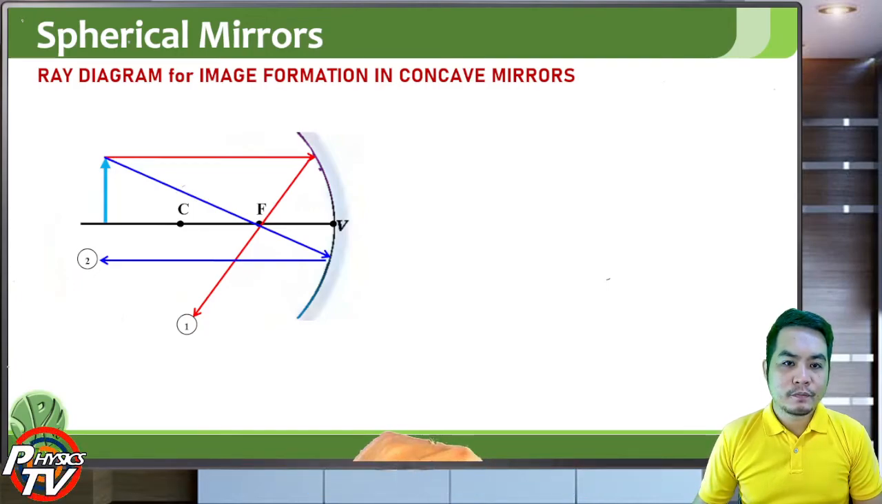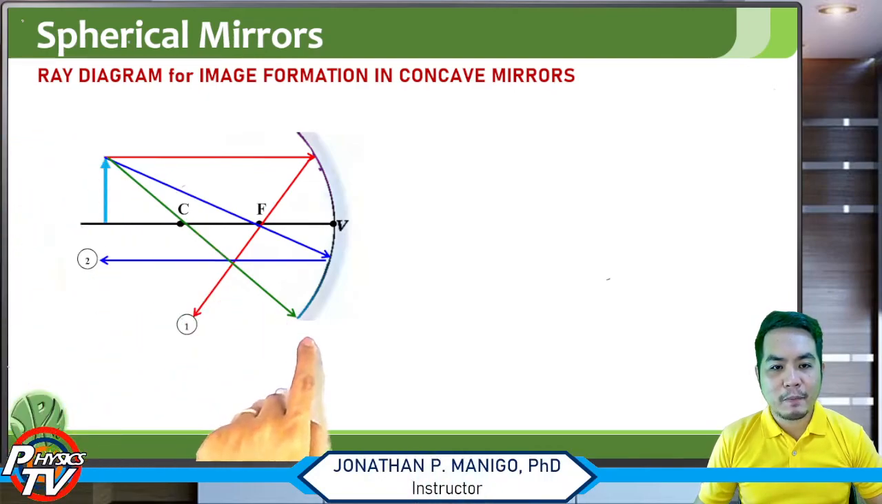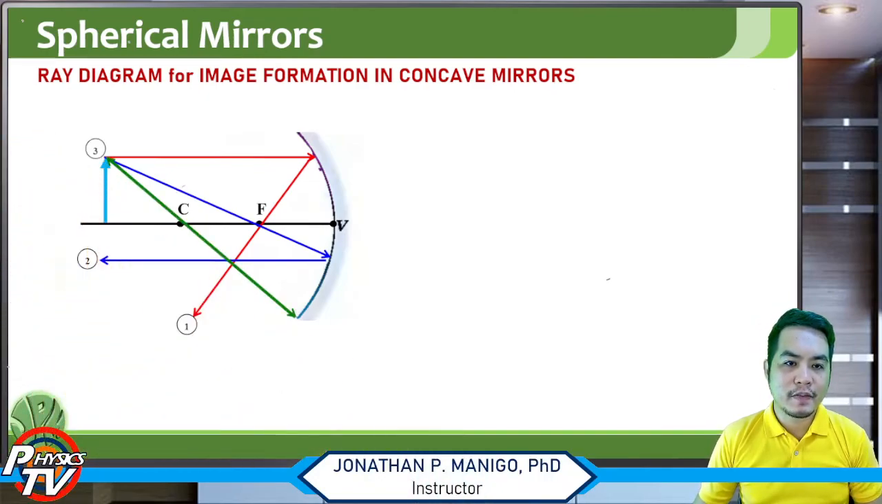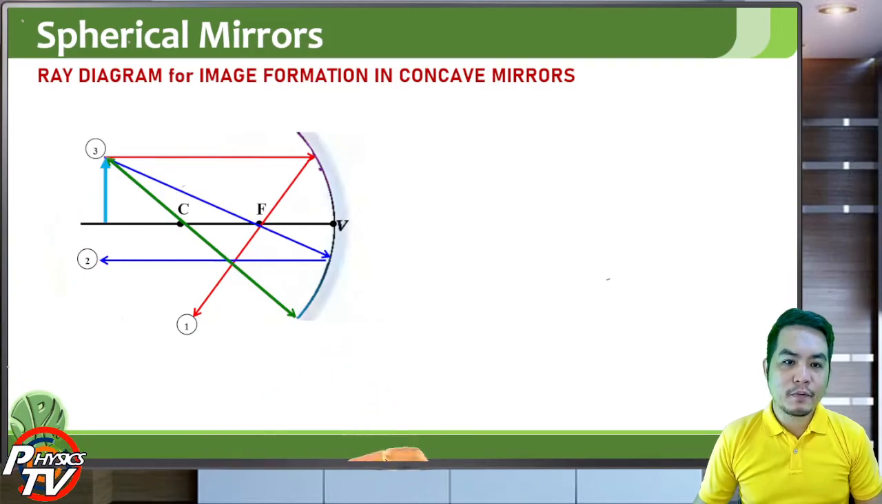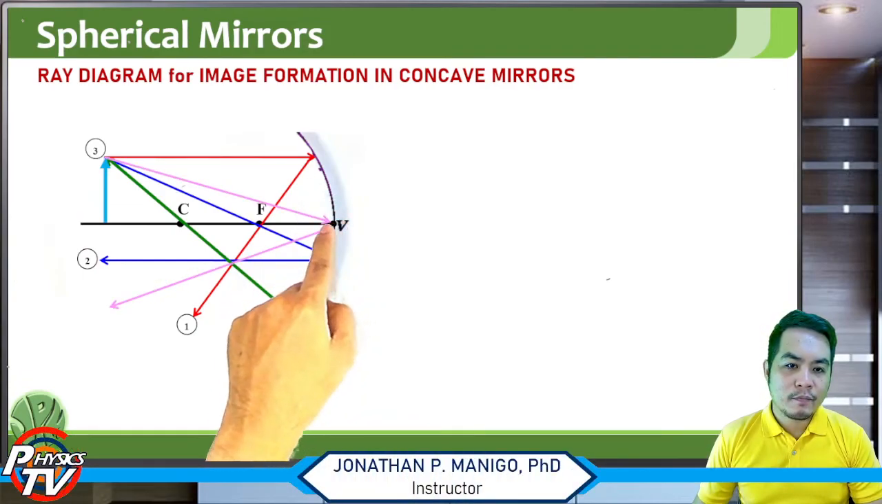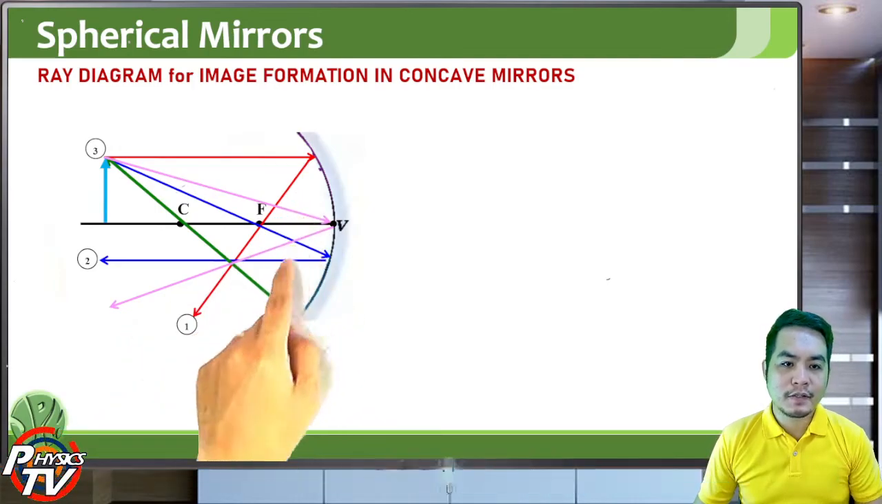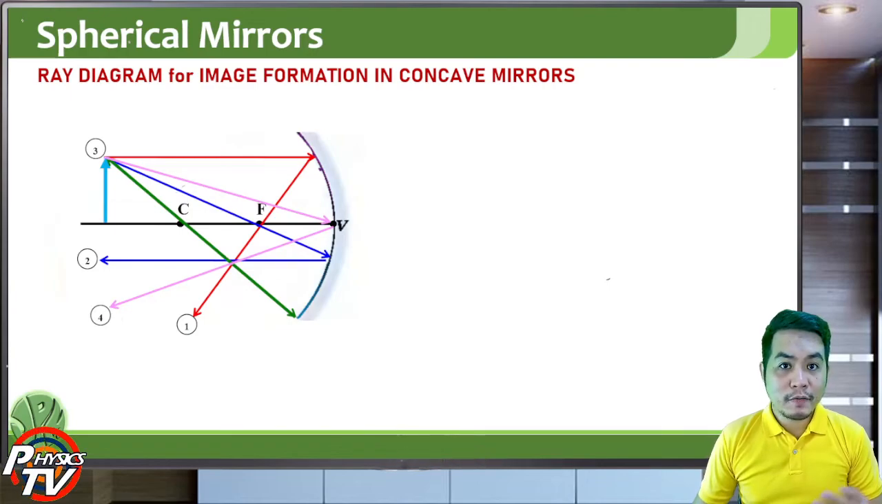And then ray number 3, the ray passing through the center, will just be reflected back through the center. And ray number 4 is the ray passing to the vertex, which will be reflected according to the law of reflection. So the angle of incidence here is equal to the angle of reflection here. That's ray number 4. So those are the 4 principal rays.